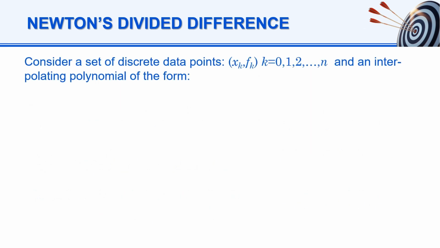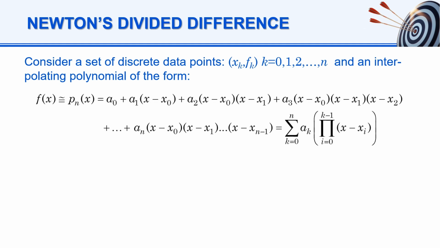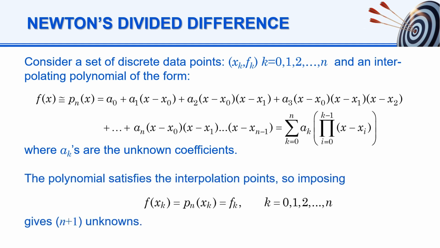Consider a set of discrete data points xk, fk for k equals 0 through n, and an interpolating polynomial of the following form, where the ak's are the unknown coefficients. The polynomial satisfies the interpolation points, so imposing f(xk) equals Pn(xk) equals fk for all k gives n plus 1 unknowns.